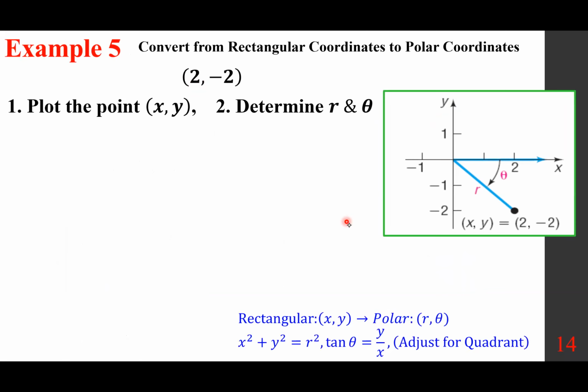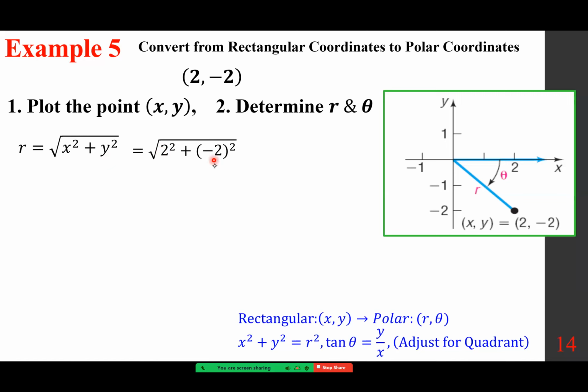So it's very straightforward. And now, as you know, r squared is x squared plus y squared. So r is the square root of x squared plus y squared. 2 squared and negative 2 quantity squared. This is 4, this is 4, makes it 8. So it's square root of 8. And square root of 8, as you know, is 2 square root of 2, because 8 is 4 times 2, and 4 comes out as 2.